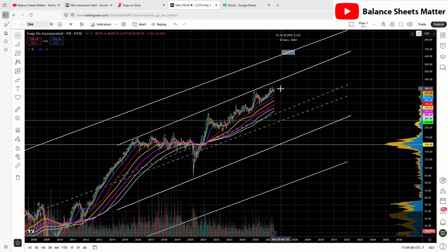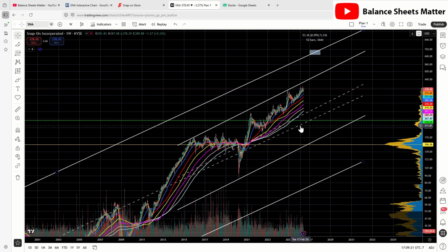Personally, what I would be looking at for Snap-on is a fairly large correction, and some may even call it a crash. The price I would personally be looking at is about $230. This is where the previous consolidation has been.